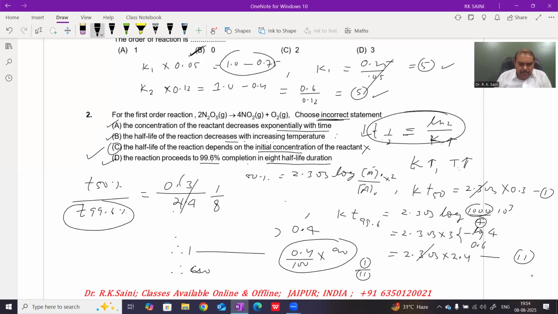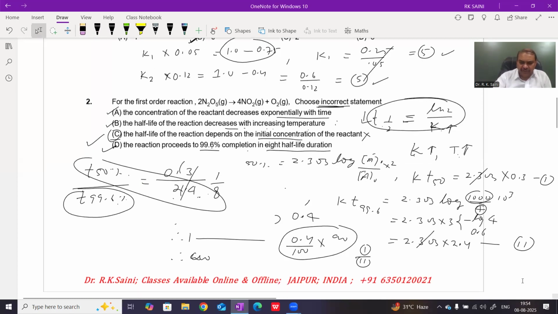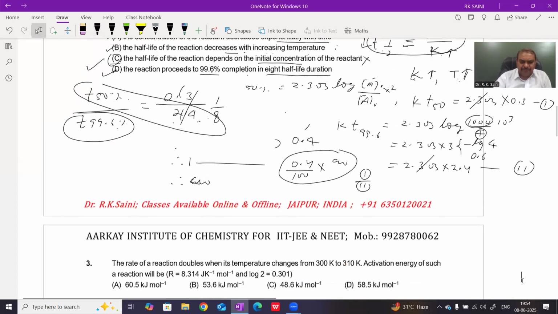The 99.6% completion takes 8 times the half-life. 8 times the half-life. Correct option. Therefore, C is incorrect. Question number third.